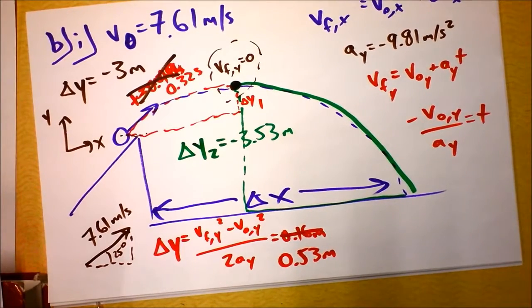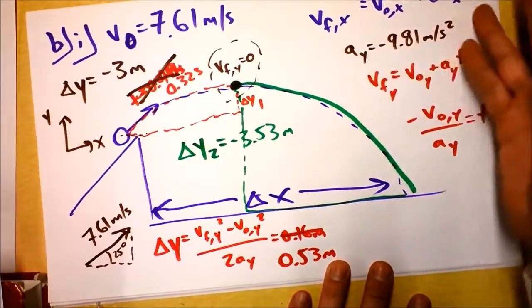Do you have an equation that will help us find out how long it takes to hit the ground from 3.53 meters up? Yeah. Square root of 2 delta y over a. Whoa, where did that come from?